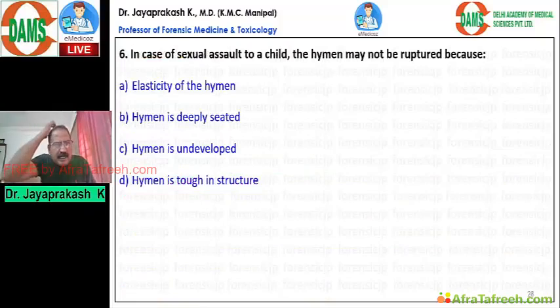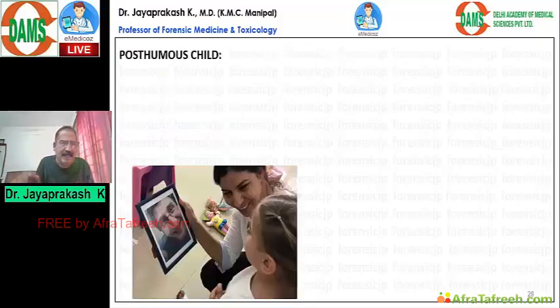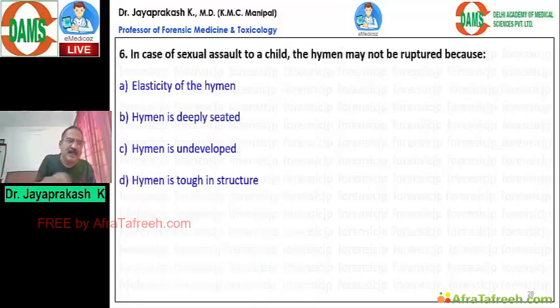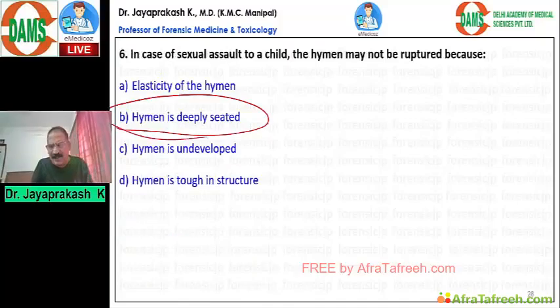This question was asked in the last NEET, all of you know. In case of children, the hymen is situated posteriorly, meaning it is deeply seated. Also, it is very difficult to insert the male organ into a child's vagina. So here the answer is that it is deeply situated.